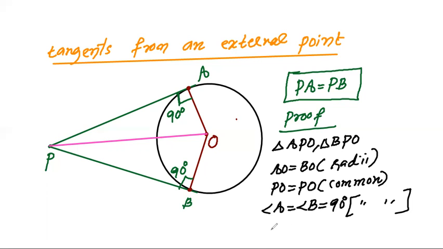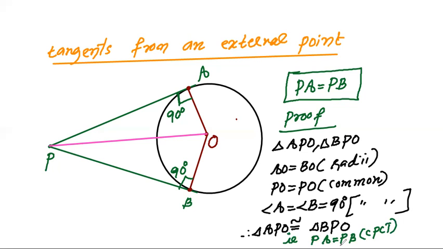Now you can see that triangle APO, according to grade 9, the congruency of triangle concept, I can write triangle APO and triangle BPO are congruent. As those two triangles are congruent, obviously I can write that according to CPCT, the third side PA of the first triangle will be equal to third side of the second triangle PB. The reason is nothing but CPCT.